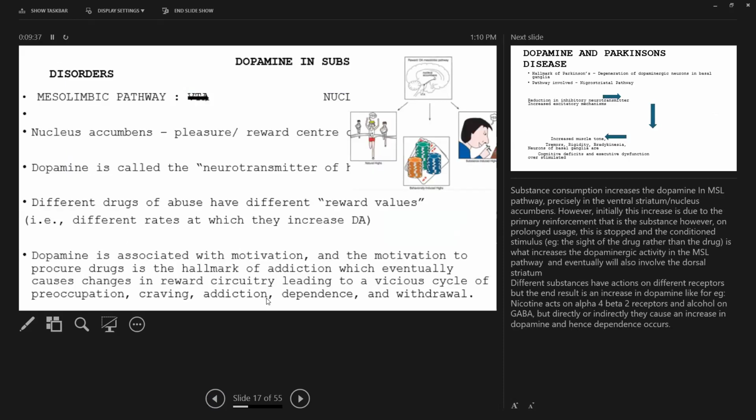Third one is dopamine in substance abuse, that is from the mesolimbic pathway to the ventral tegmental area. The different drugs have different reward values. That is, dopamine is associated with motivation. And when there is substance consumption, it increases the dopamine level in the mesolimbic pathway.